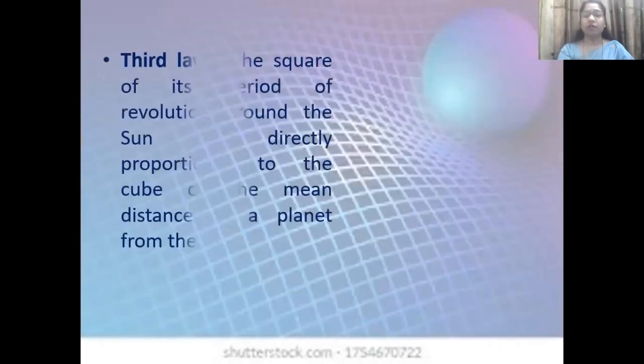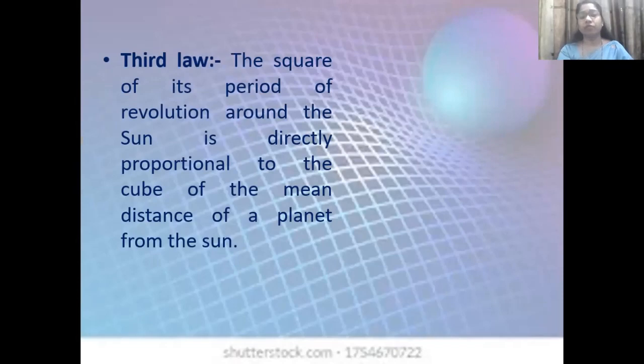Let's see the third law. The third law talks about the period of revolution. The square of its period of revolution around the sun is directly proportional to the cube of the mean distance of the planet from the sun.